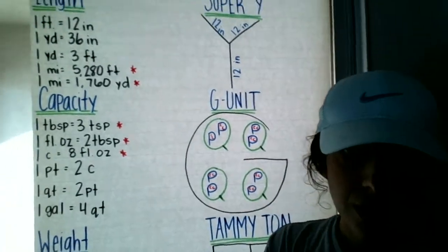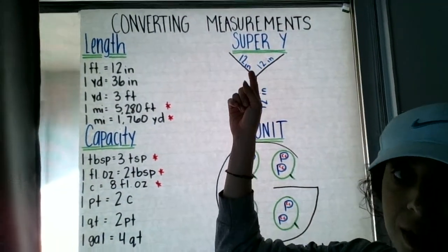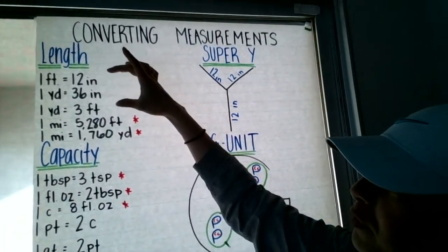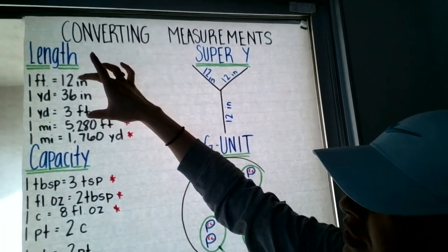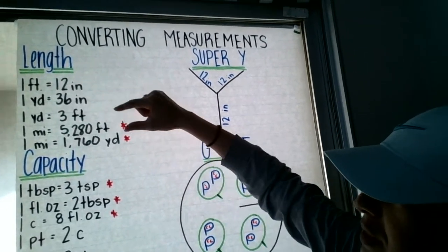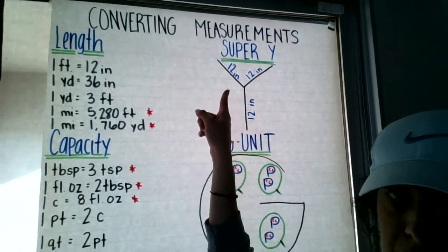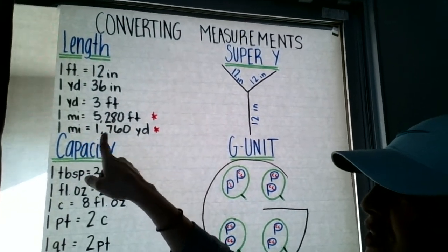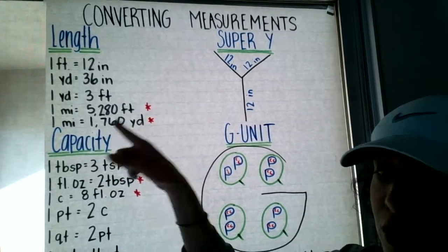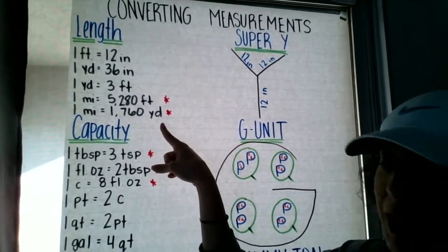Now, to the right of it, you're going to see this thing called SuperY. This is going to be very helpful with these 3 conversions. The reason these have a red star is because they're not in this picture. So you're kind of just going to have to either memorize this or look back to the paper that you just copied down to go back and look.